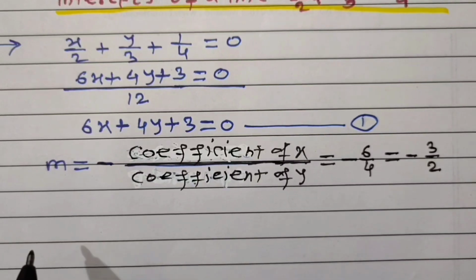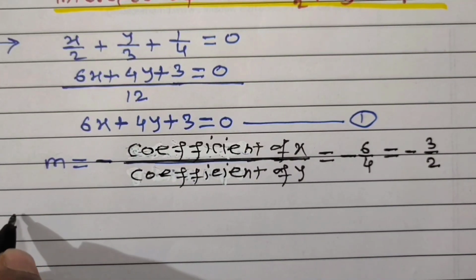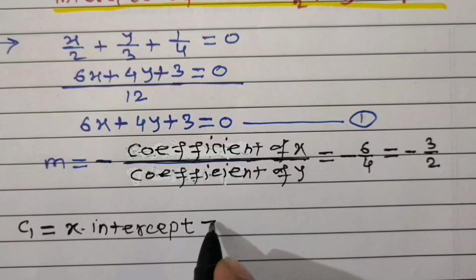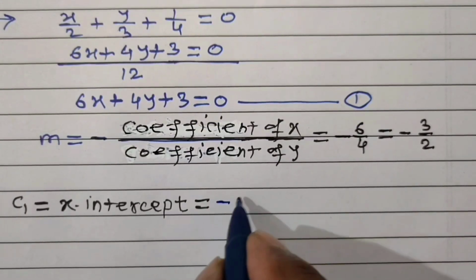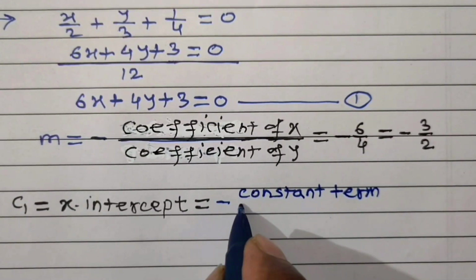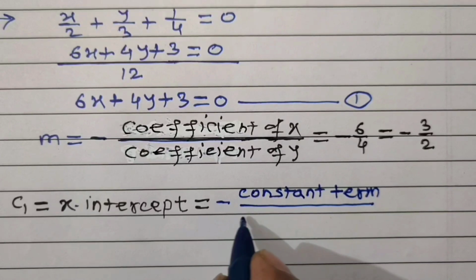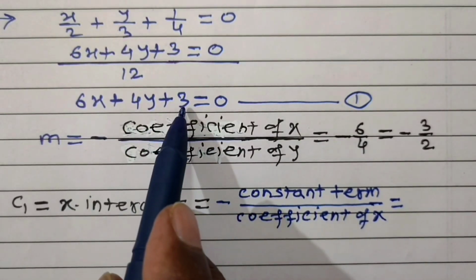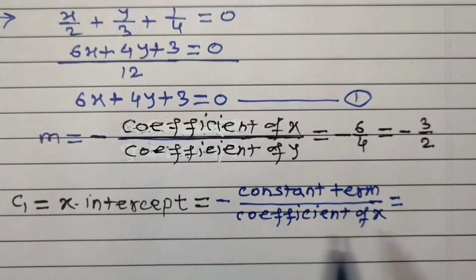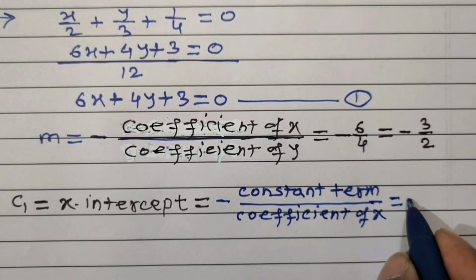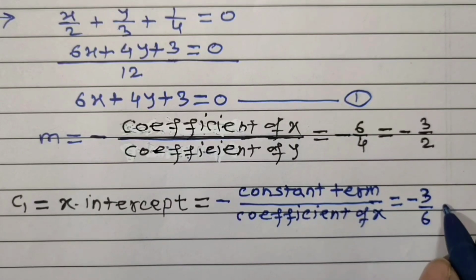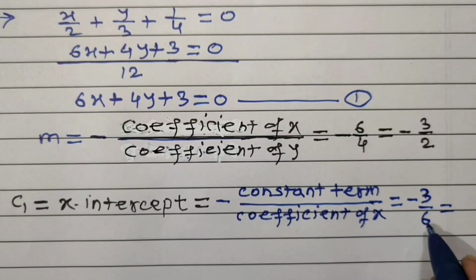Let us find intercepts. C1 is equal to, suppose, x-intercept, and this is given by minus constant term divided by coefficient of x. In this equation constant term is 3 and coefficient of x is 6. So this is equal to minus 3 upon 6, dividing numerator and denominator by 3.